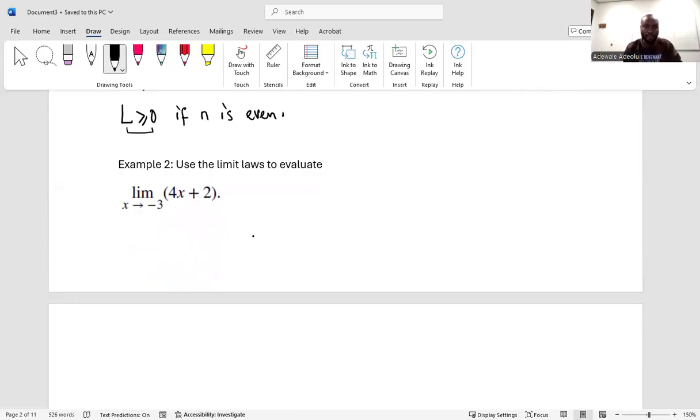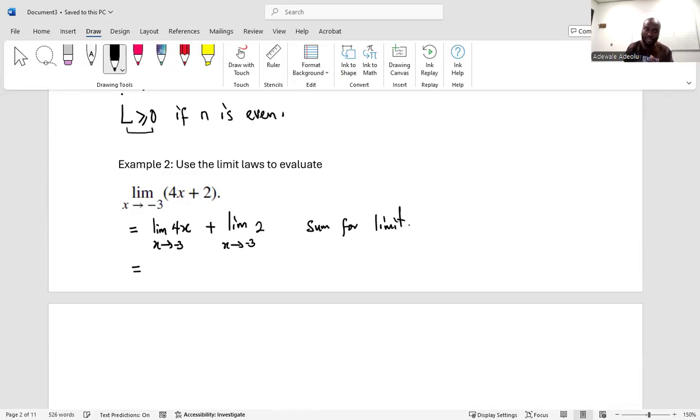In this example, we want to find the limit of this function. Our f of x is 4x plus 2. Now, if you look at what I have here, I have addition. The limit laws allow me to move my limit in and do this: limit of 4x as x goes to -3 plus limit as x goes to -3 of 2. Here I used the sum law for limits.